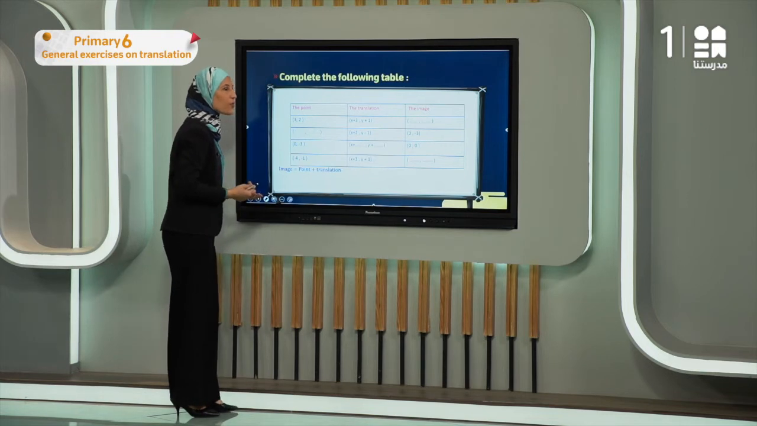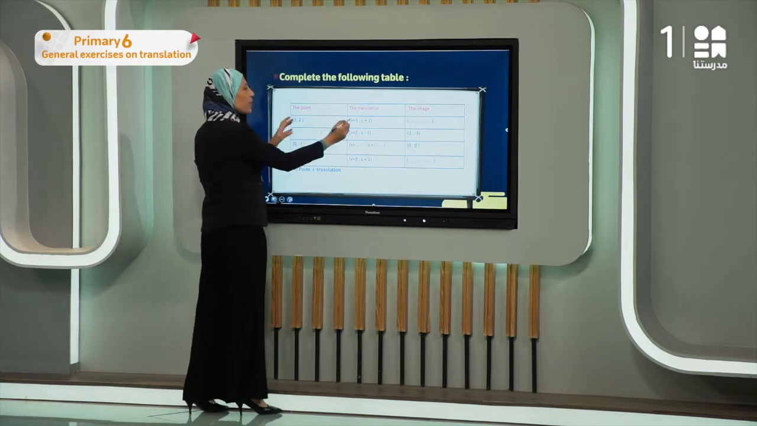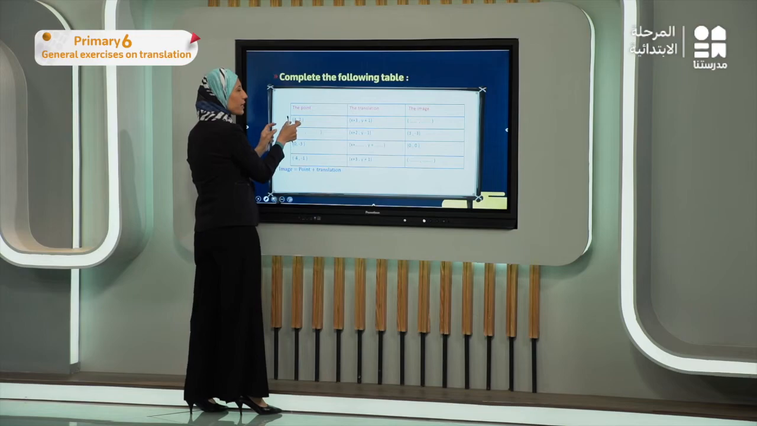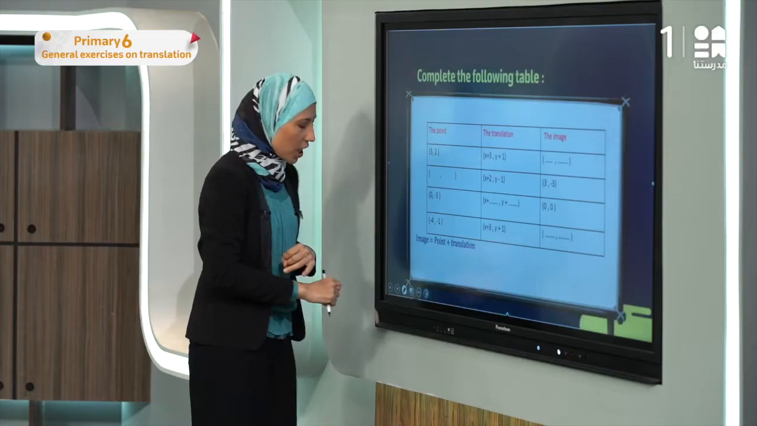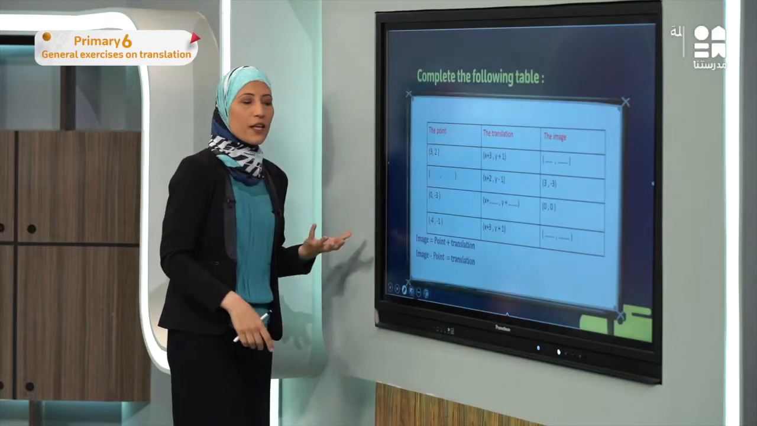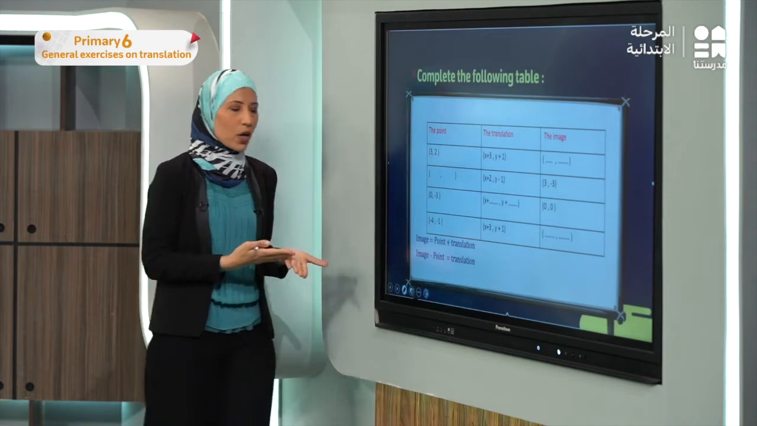How am I going to do that? I will find x with the x. X here is 3 in the point. So I will make 3 plus 3, and y, I will take 2, y, 2 plus 1 to find my image point. Okay, this is the rule of the image. How can I find the image? Point plus translation. Now, if you want me to find the translation, how am I going to do that?